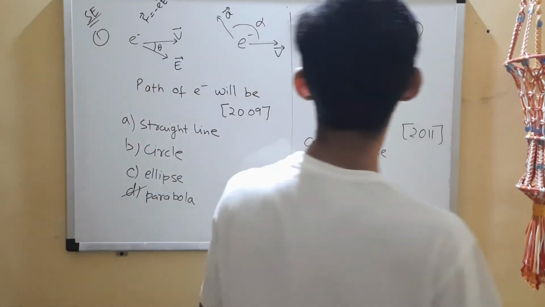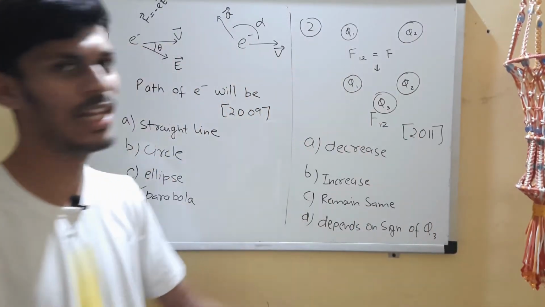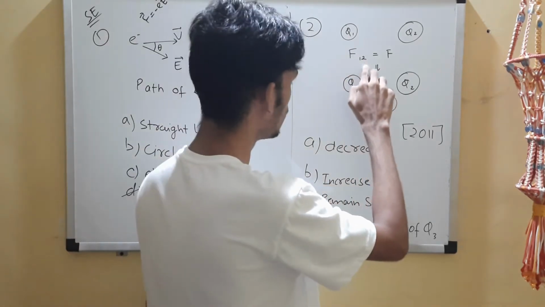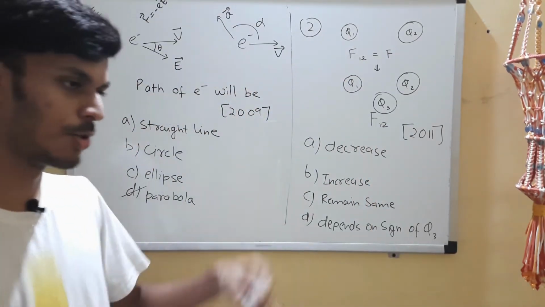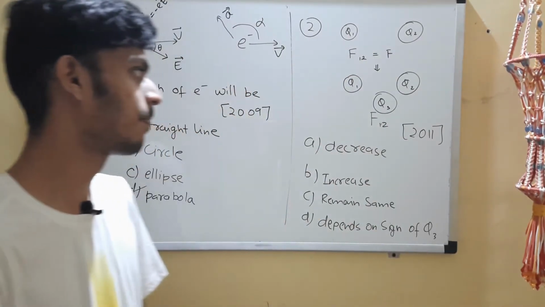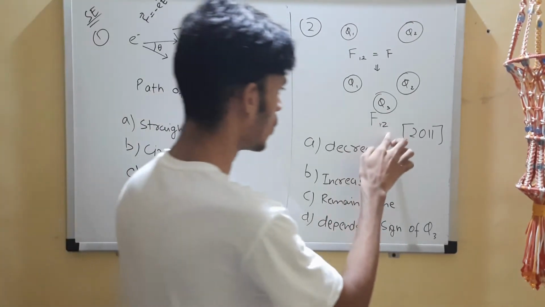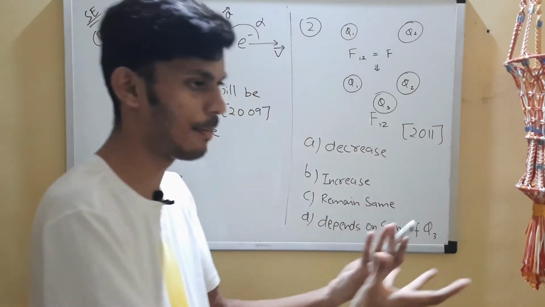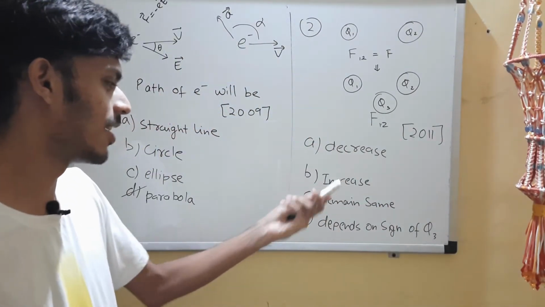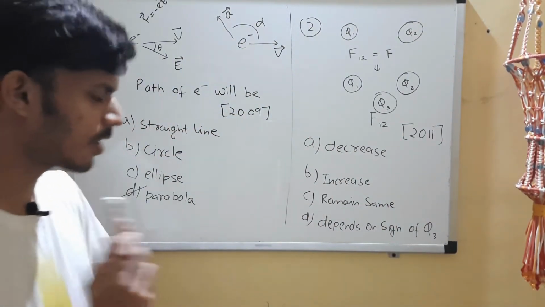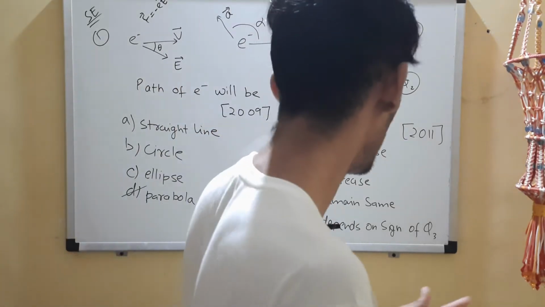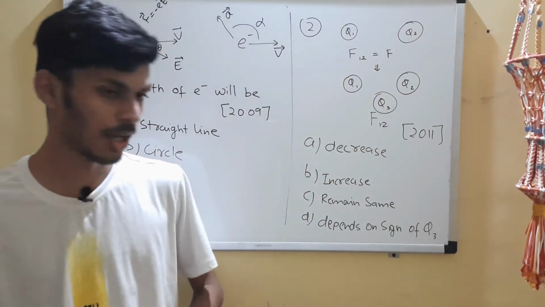Now coming to question 2. In question 2, you have 2 charges Q1 and Q2. The force on 1 due to 2 is given as F. Now you bring one more charge Q3 over there. You are supposed to comment on the same quantity, the force on 1 due to 2. What will happen to that quantity? Will it decrease, increase, remain the same, or will it depend on the sign of Q3? Quite a simple question.